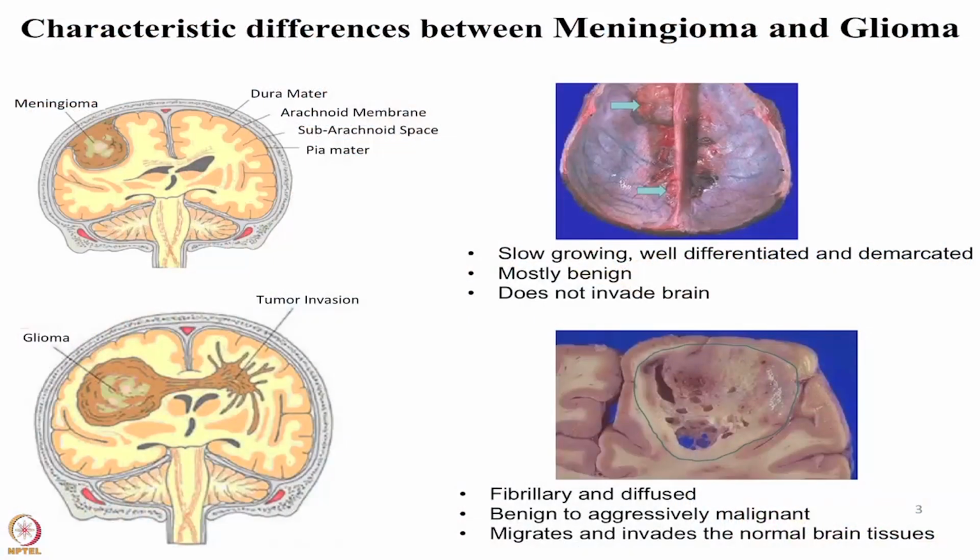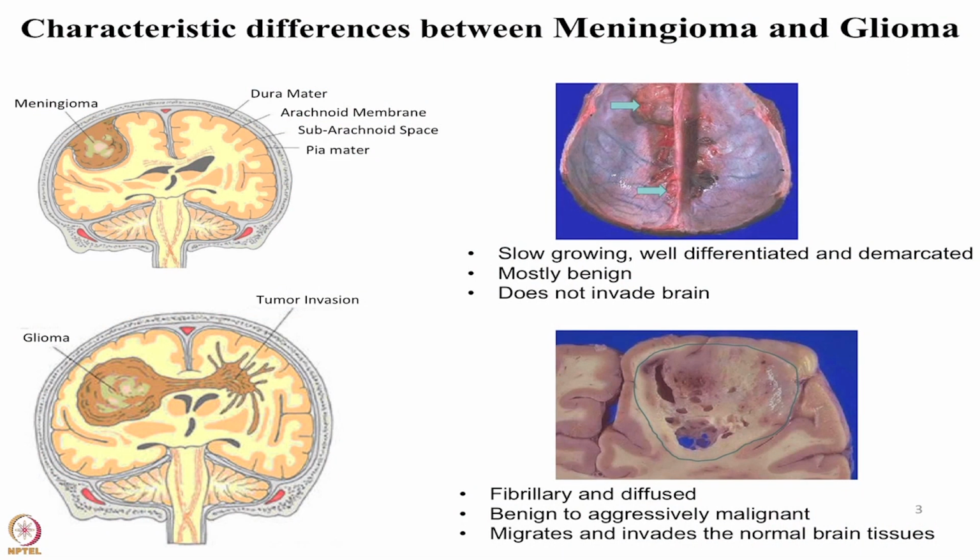Meningiomas in general are slow growing, well differentiated and demarcated. They are mostly benign, but of course, as the disease progresses towards grade 2 and 3, they might invade the brain, and one could have malignant effects and potentially the death of the patient. But that is not so common compared to glioma types of tumors, which are fibrillary and diffuse in nature, very aggressive and very malignant, and they migrate and invade the entire normal brain tissue.